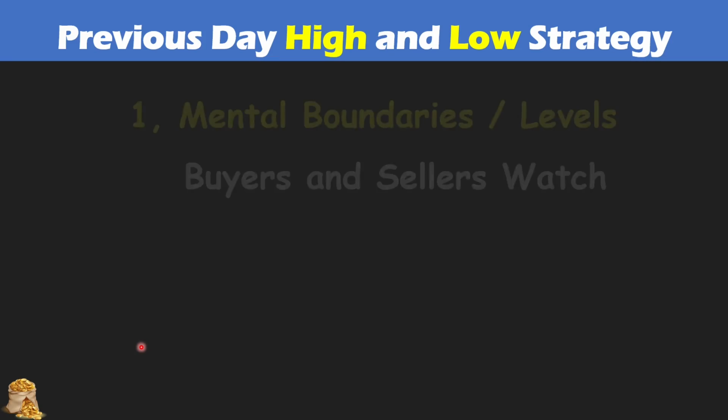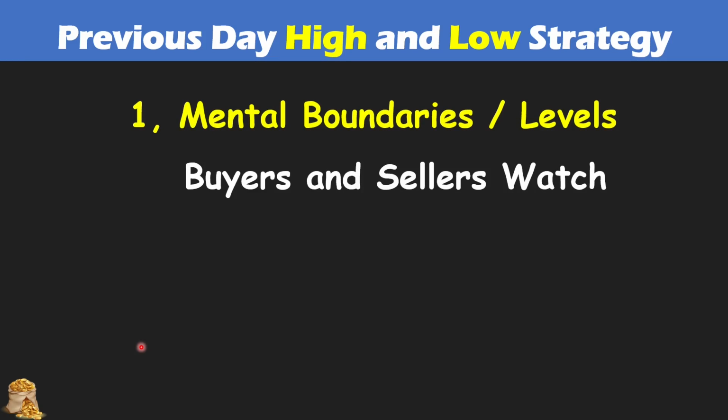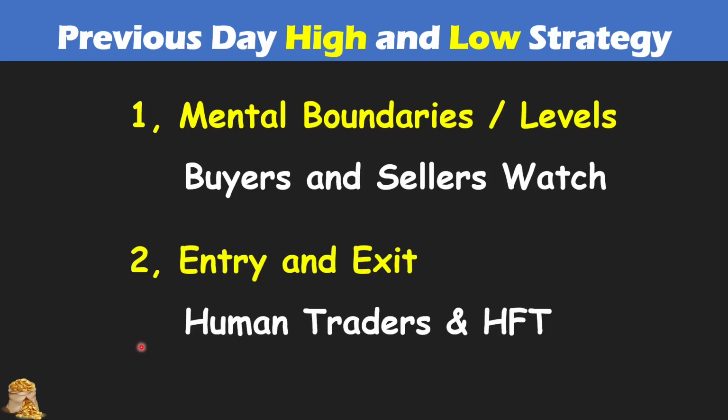Very important to understand that first, they are mental boundaries and levels. Both the buyers and the sellers will watch when the market goes to that level, no matter what. Even though they may not be good trading opportunities, people will watch. Second, there will be a lot of entries and exits when it's approaching the levels. You can see sometimes there will be a trading range and consolidation around those levels. So both the human traders and the high frequency trading will also take advantage of that, especially think about the high frequency trading. Right, so there are algorithms there.